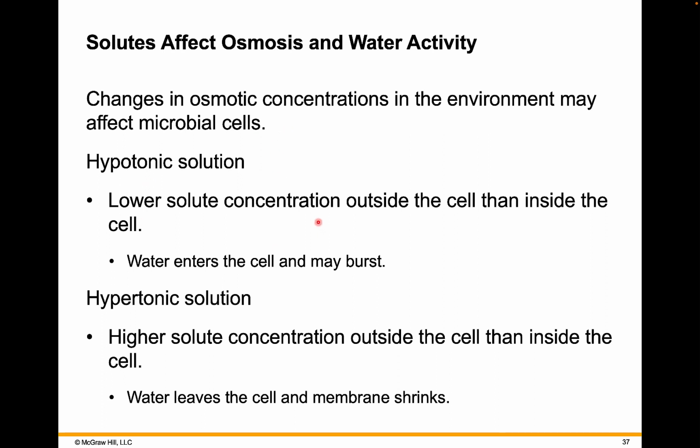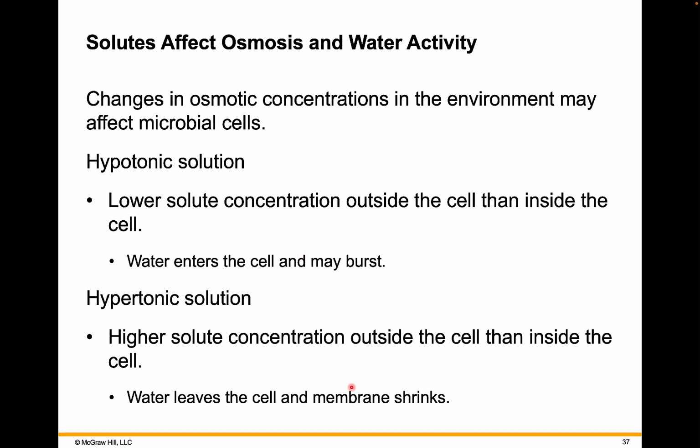So when the cells are put into a hypotonic solution, what's going to happen? There is a lower solute concentration outside the cell than inside the cell. Water enters the cells, and they may burst. But most of the bacteria contain a cell wall, and the archaea contain the S layer, so this essentially doesn't happen. These cell wall components can withstand the turgor pressure.